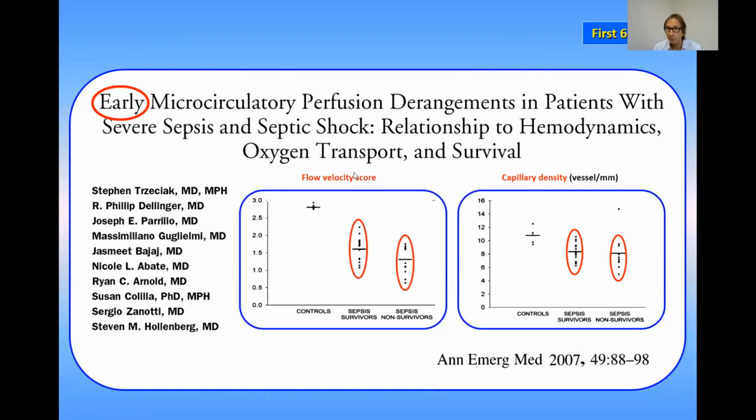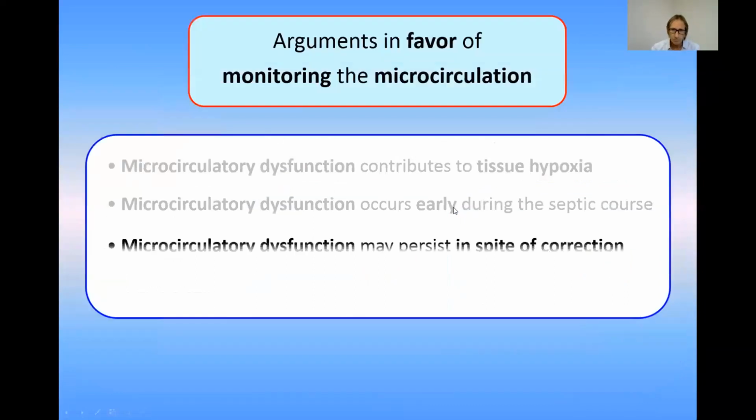And as you can observe, the flow velocity score was lower in patients with sepsis compared to controls, and lower in non-survivors compared to survivors. The same for capillary density of the sublingual microcirculation.